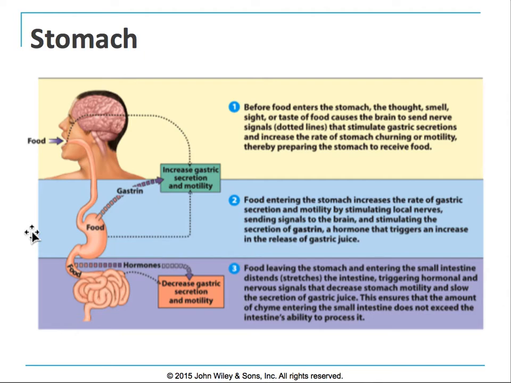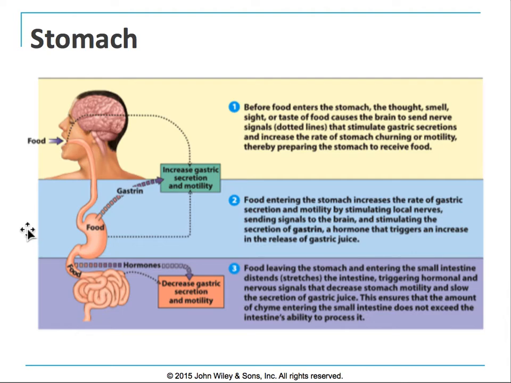Food entering the stomach increases the rate of gastric secretion and motility by stimulating local nerves, sending signals to the brain, and stimulating the secretion of gastrin, a hormone that triggers an increase in the release of gastric juice.